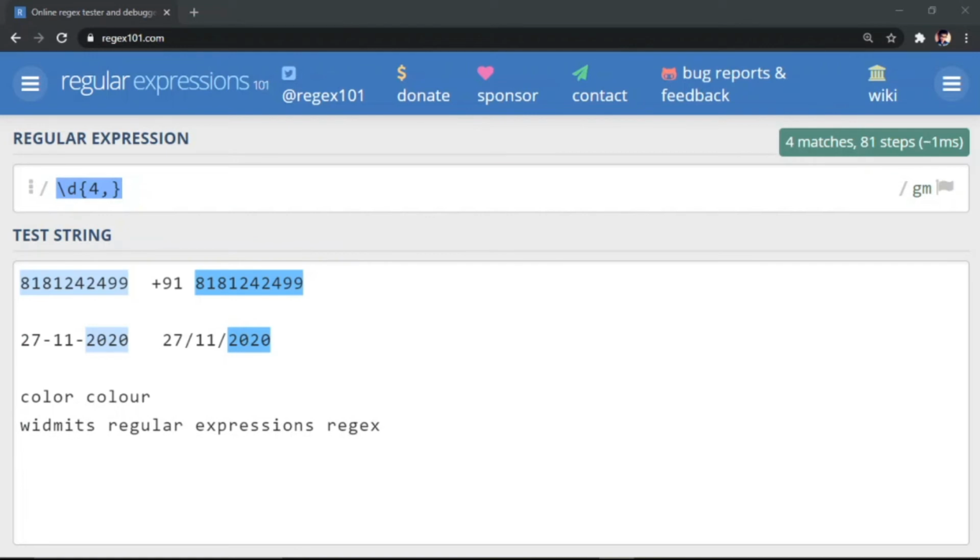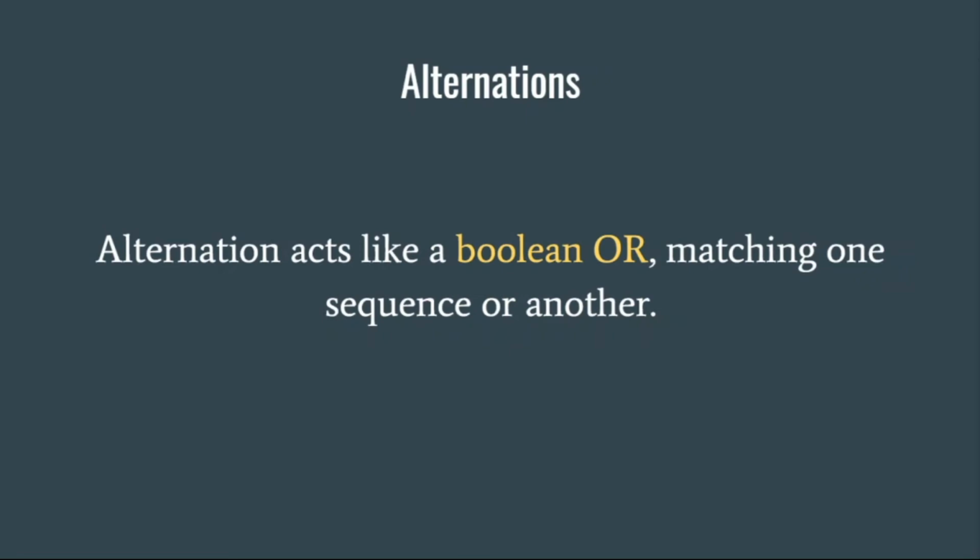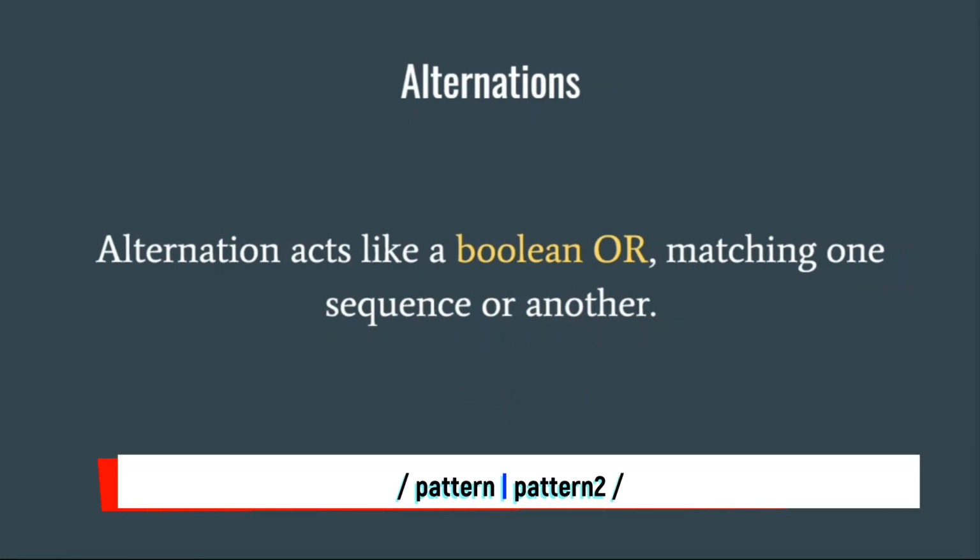Okay, so let's move to our next topic, that is alternation. Alternation in regex acts like a boolean OR. It helps you to match one sequence or another. It matches the expression before or after the pipe symbol. Let's learn about alternation with an example.